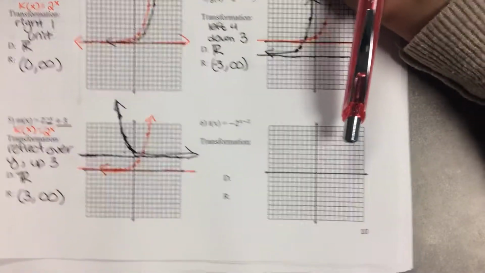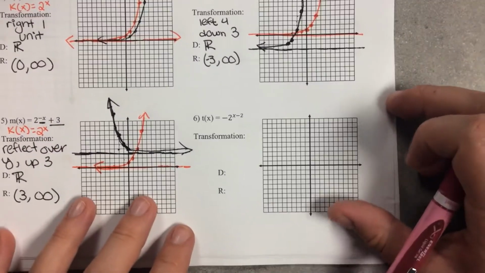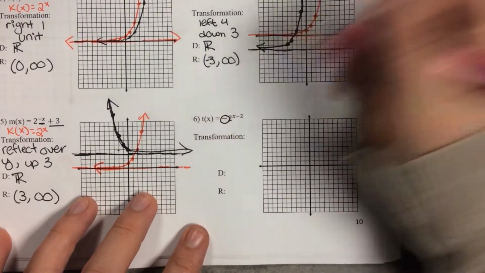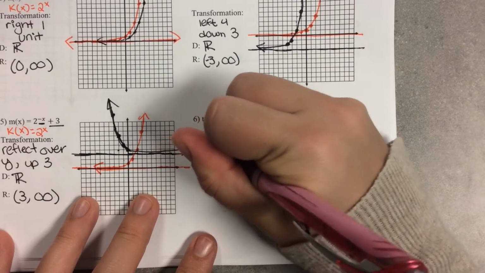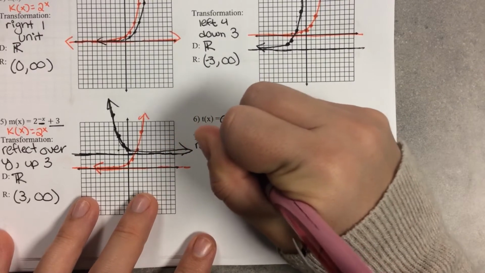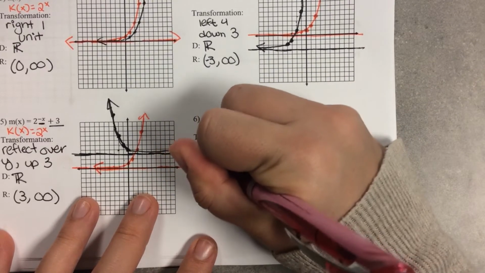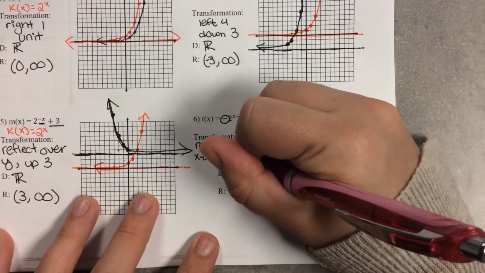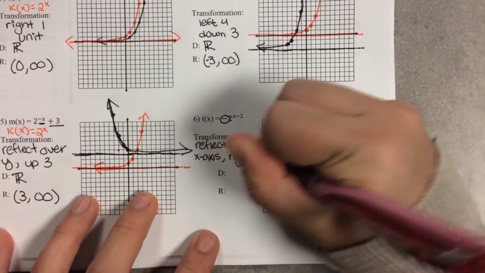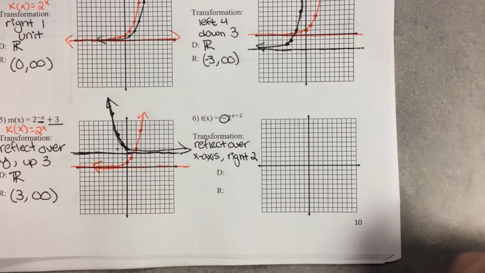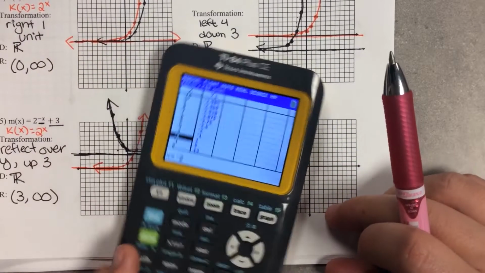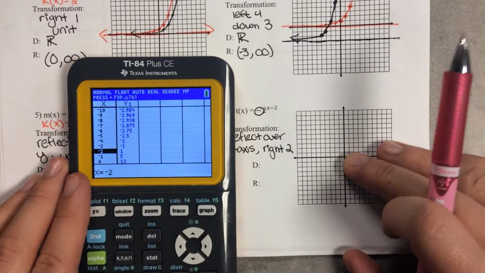So let's try number 6. There's a couple different things. We've got this minus out in front. That tells us we're going to reflect over the x-axis. And then we've got that -2 up there, which means we're going to move to the right 2. So as I was saying earlier, as long as you can make those statements, I don't care if you draw your parent graph anymore, we can go straight to our graphing calculator and grab some points.